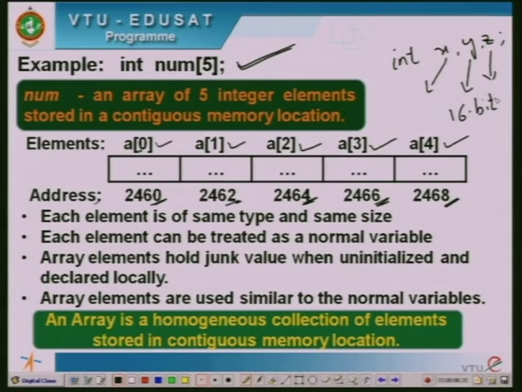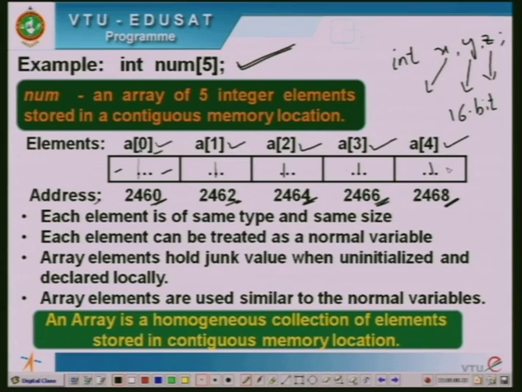So since it is 2 bytes, if 2460 is the starting address here, then the next location will be 2461. So this and this together form 2 bytes of data, which is a place for holding the value of a of 0. Similarly 2462 and 2463 are the places where the value of a of 1 will be stored. So this is also 2 bytes, this is also 2 bytes, because each integer is taking 2 bytes of memory area here.